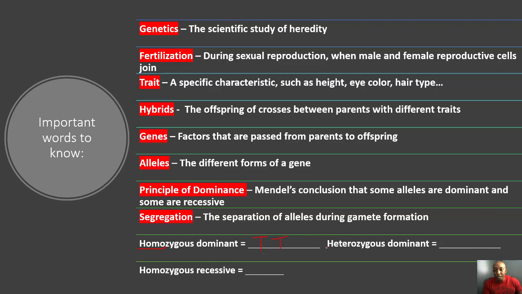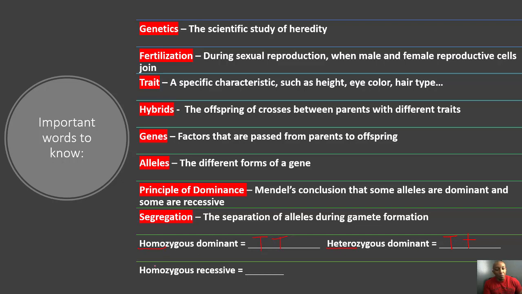Now let's take a look at heterozygous dominant. Hetero means different. So if it's heterozygous dominant, we would have a big T, and then we would have a little t. If it's dominant, as long as you have that big letter there, then it's going to be dominant over the short letter. So it's going to mask or cover up that smaller letter.